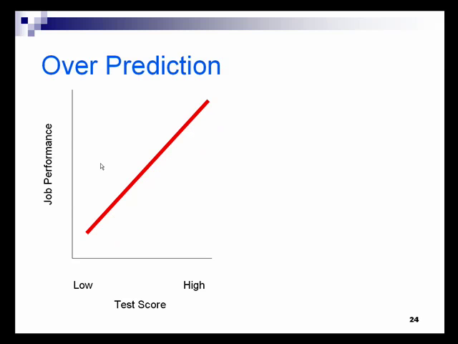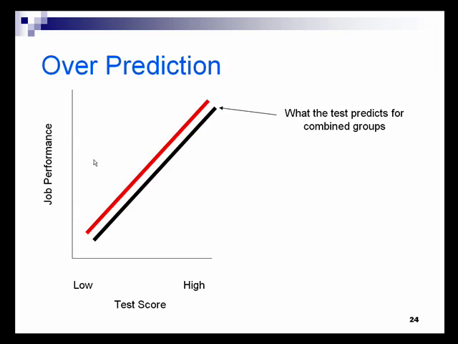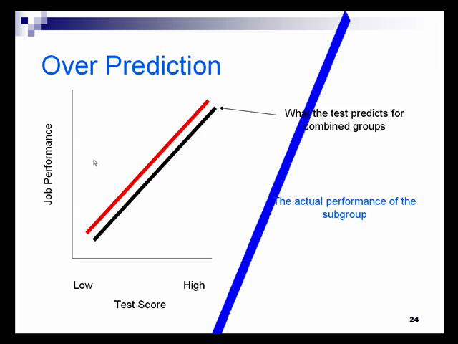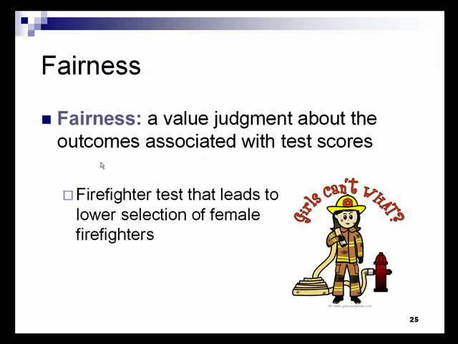Now let's switch and take a look at the case of overprediction. In this same case, where the men are represented in blue, what the test predicts for both groups, the average, is in black. As you can see here, the line in blue for men is below that for the combined groups, which means that the test overpredicts the performance of men. What this means in practical terms, again, is that the test predicts that men will do better than they actually do. I hope you understand this. This is a tricky subject to get.